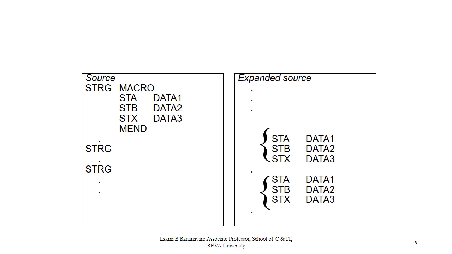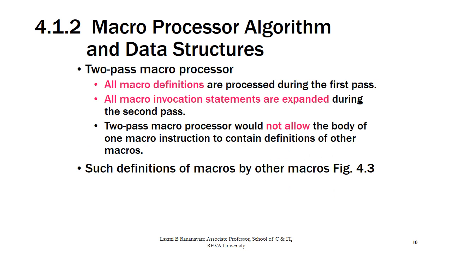So in the expanded code, wherever you are going to have the macro call strg, you are going to substitute these lines which are present in this macro definition. So in the expanded code, wherever the call is there, it is going to be substituted with the set of instructions taken from the definition of that macro.